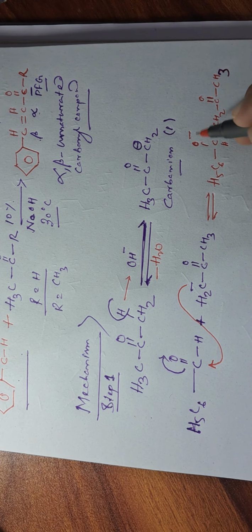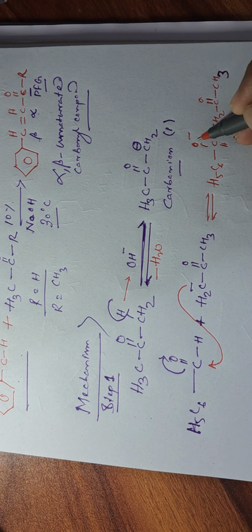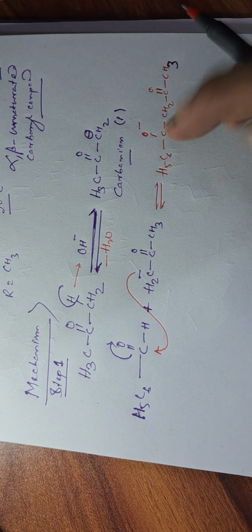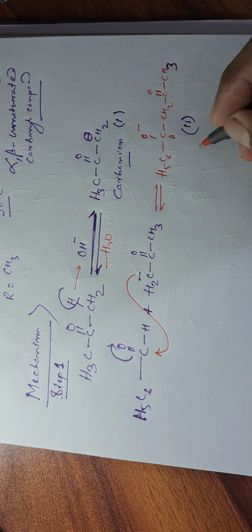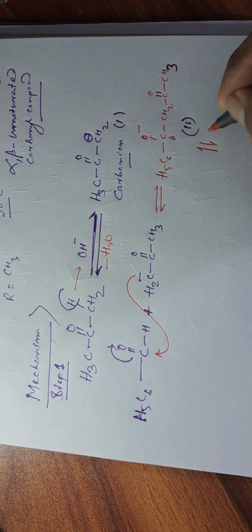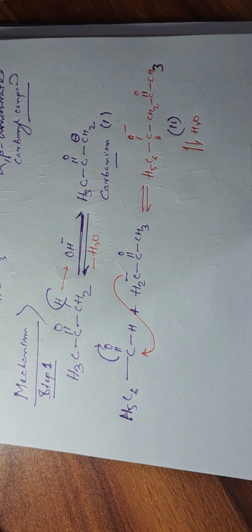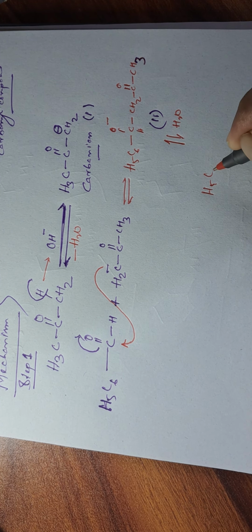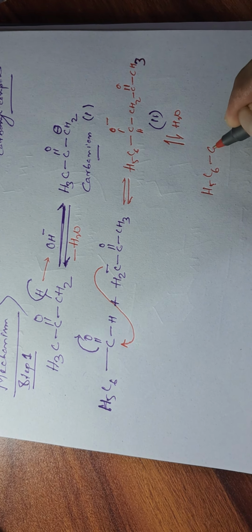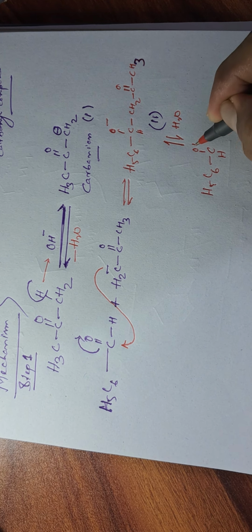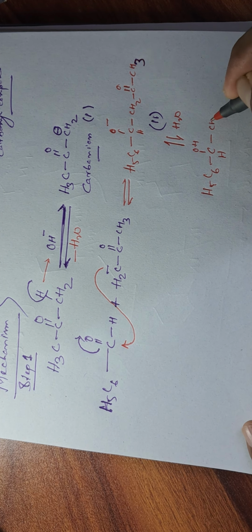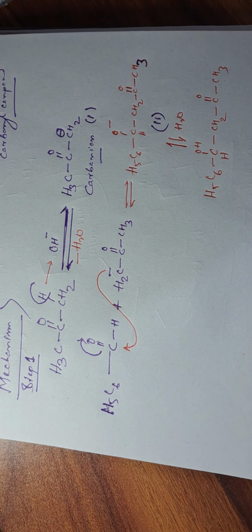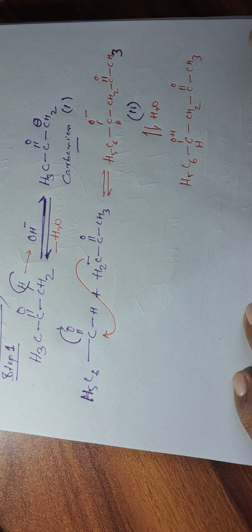So now what is expected? Since there is an O minus, this O minus will try to grab H to get its stable form. If it is trying to get its stable form, it has to interact with H2O. So as a result of this aqueous accessibility, this O minus turns to OH. Yes or no? And this is the one that has got formed, right?